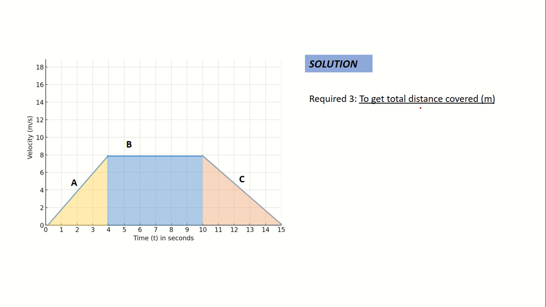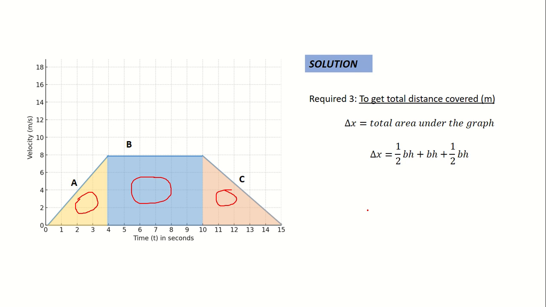Here we have 3 areas. So we have here, what's this? A triangle, a rectangle, and again, a triangle for segment C. So this is how your overall formula will look. Here is for segment A, this one is for segment B, because it's a rectangle, and segment C, another triangle. So again, just plugging in what we can get from the graph.